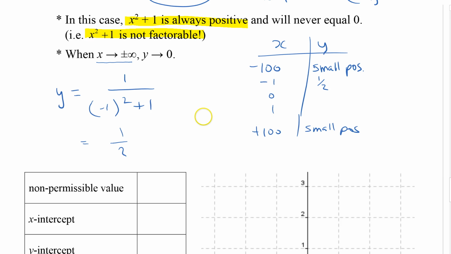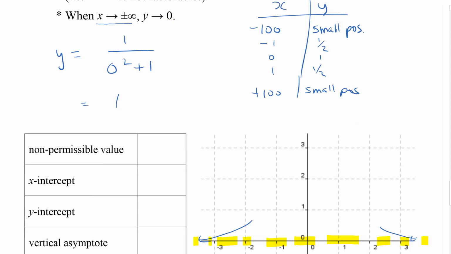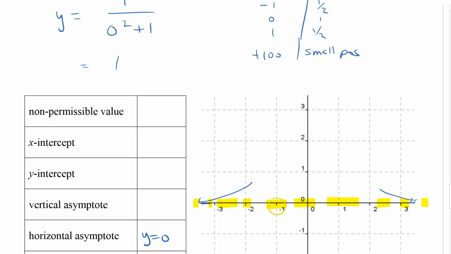And not too surprising, if I change this to a plus 1, because when I square it, I will still get a half. How about if I put in a 0? If I put a 0 here, oops, sorry, 0 squared is 0, plus 1, so I get a y value of 1. So let's put these in here. So a negative 1 for x gives me a half for y, a 0 gives me 1, and then a 1 gives me a half.